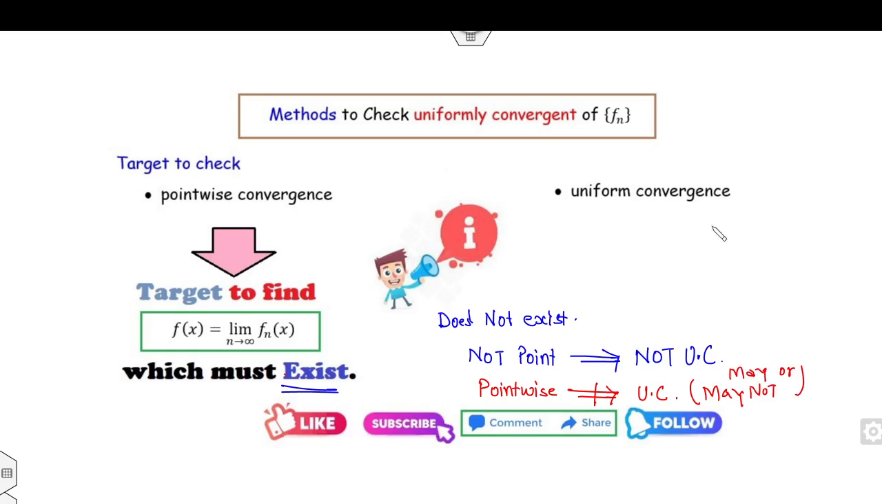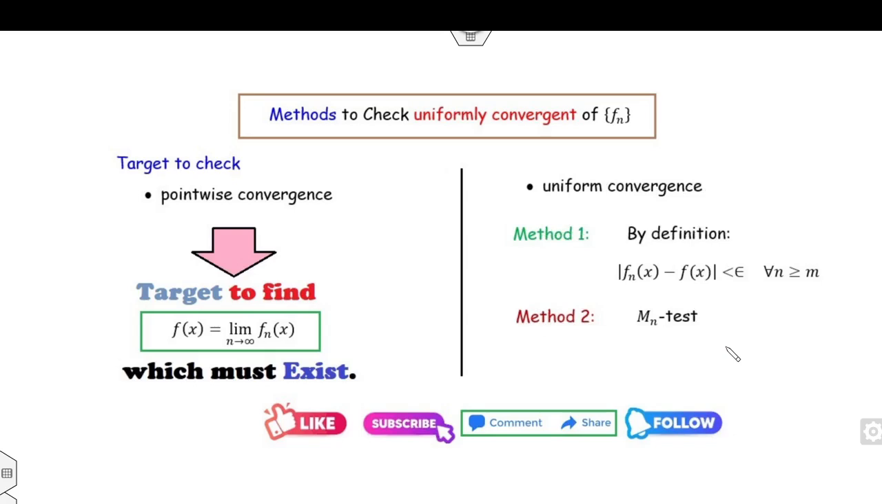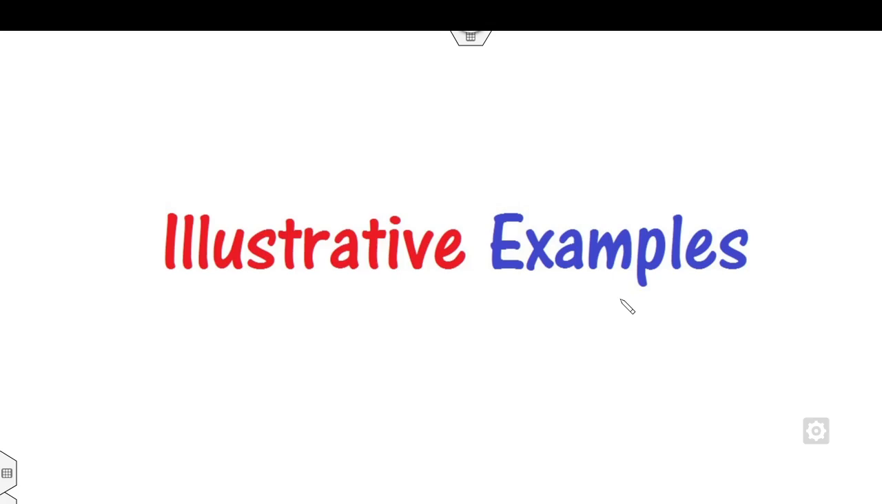Then the question arises: how can we check uniform convergence? There are two methods. The first is to check the definition, that is |fn(x) - f(x)| less than epsilon, and the second method is called the Mn test. However, in this lecture I will explain how we can solve problems based on the definition of uniform convergence.